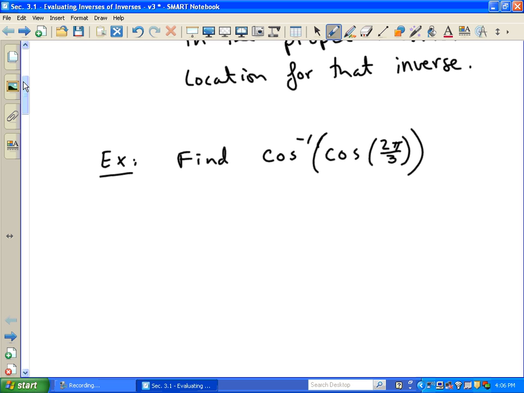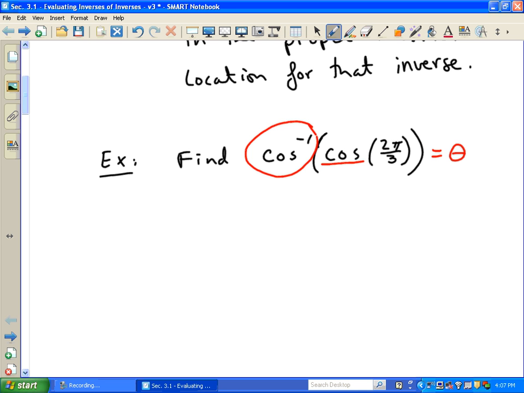The first thing we need to think about is what the outside function is asking for. The outside function is the inverse cosine, and so when we finish this particular problem, the answer is an angle. On the inside, you see the original function cosine. This is what I mean by inverses undo each other.